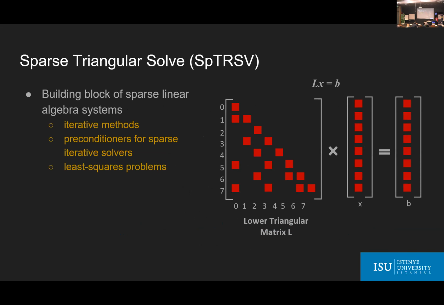So SpTRSV is an important building block of sparse linear algebra systems such as iterative methods, preconditioners, or least square problems. On the right-hand side, we're seeing the operation performed. It's a forward substitution in Gaussian elimination. We have the lower triangular matrix L, which is sparse, and we multiply it with a dense vector X and we end up with a dense vector B. The unknowns here are the contents of the X vector.